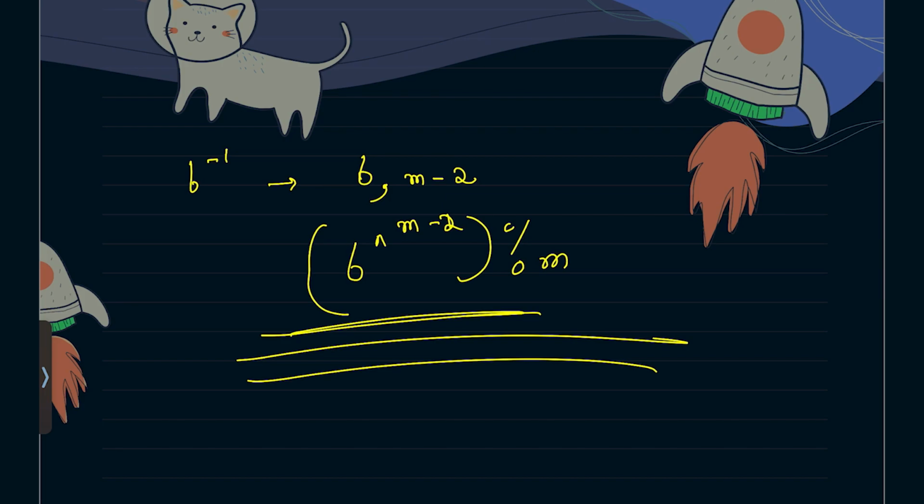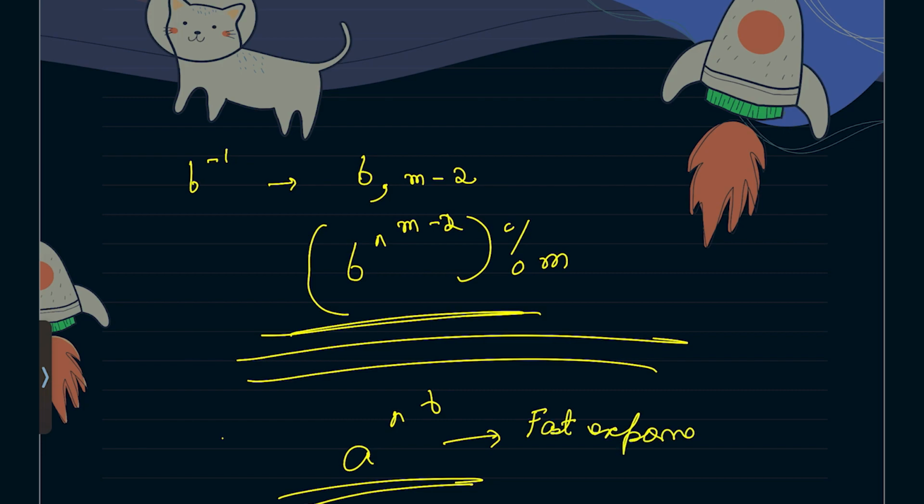Okay, so a raised to the power b, we need this thing. To compute this effectively, what we really need is fast exponentiation. So if you don't know fast exponentiation, consider learning about it. So what are the things associated with this?